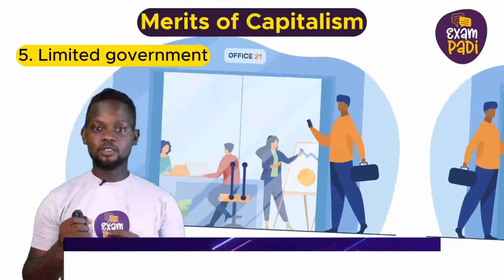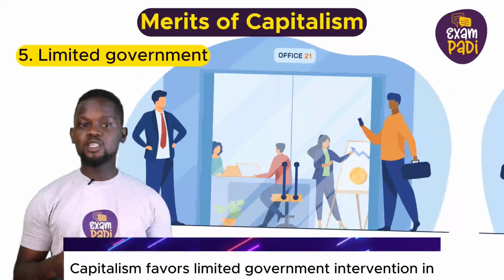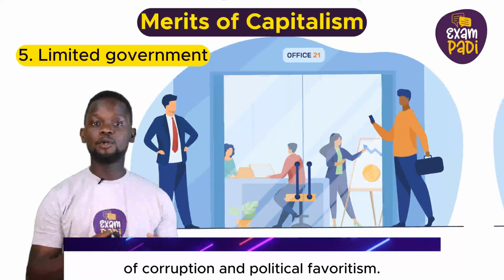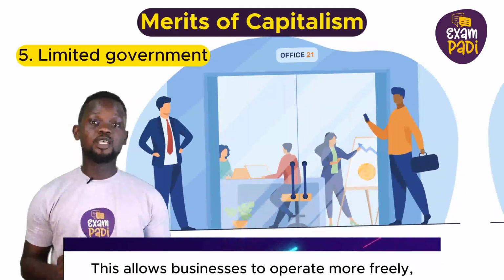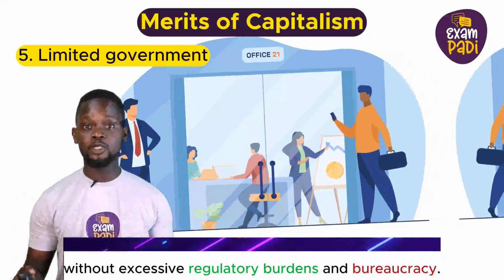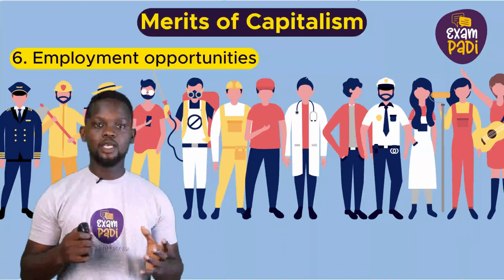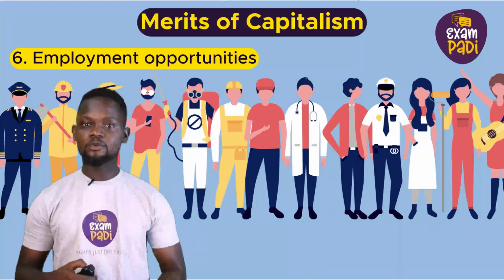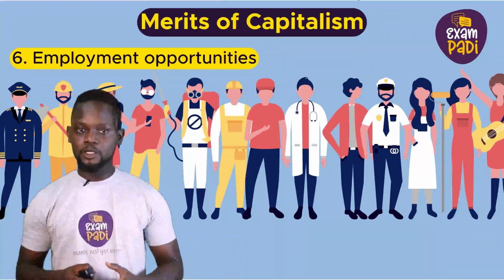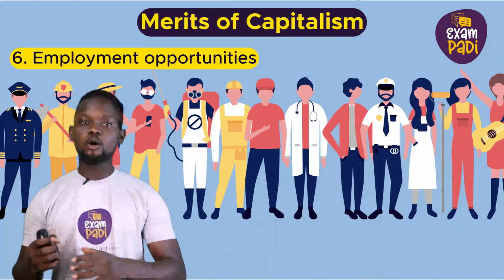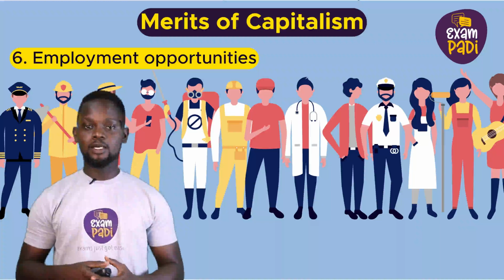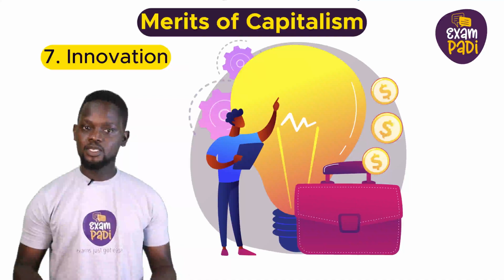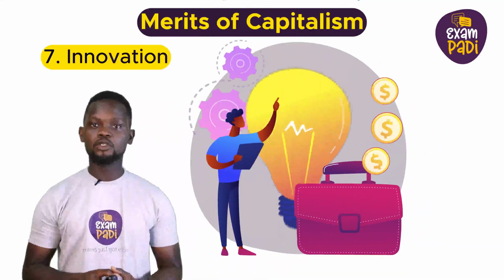5. Limited government. Capitalism favors limited government intervention in economic affairs, which reduces the likelihood of corruption and political favoritism. This allows businesses to operate more freely without excessive regulatory burdens and bureaucracy. 6. Employment opportunities. Capitalism creates employment opportunities by encouraging business growth and investment. As businesses expand, they hire more workers, leading to lower unemployment rates and higher living standards. 7. Innovation. Capitalism promotes innovation by rewarding businesses that develop new technologies, products, and services.